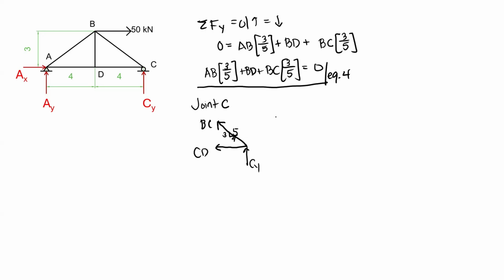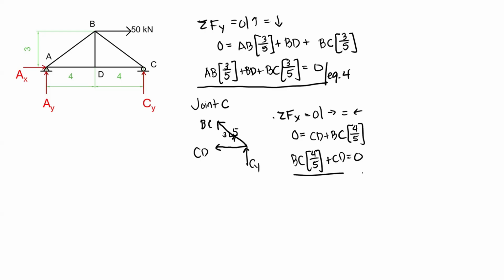The summation of forces horizontal must be equivalent to 0, going right, also going to the left. We don't have forces going to the right, so that's equivalent to 0. Then, going to the left, we have CD plus BC times 4 over 5. Rearranging, we have BC 4 over 5 plus CD is equivalent to 0. Equation number 5.